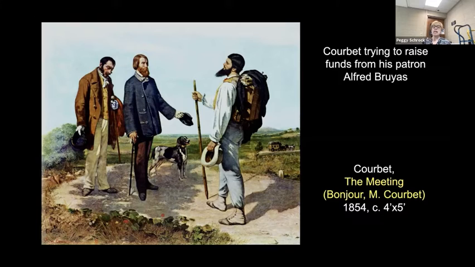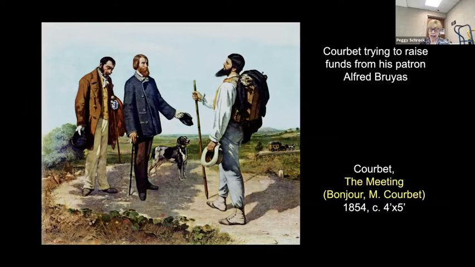So he needed to get money. So he did this painting and he took it to his supporter, his patron, Alfred Bruyas, who was living down on the Riviera. And this painting was meant to be a kind of gift for fundraising. It's called The Meeting, or Bonjour, Monsieur Courbet. And this is Courbet, who depicts himself as a kind of vagabond artist. Is sort of how he sees himself, meeting his great patron who is doffing his hat to him, and he has his own servant here. And it was a gift, and it was meant to sort of get money out of him.